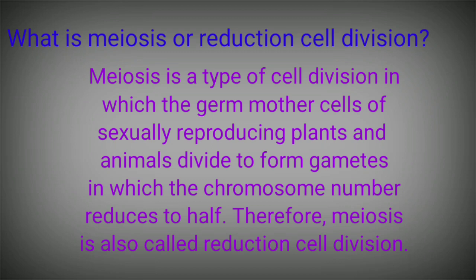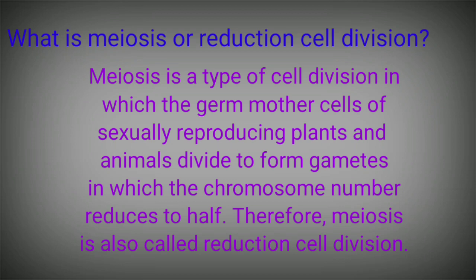So let me repeat a few things from the last video. As you know, during the mitotic cell division, the mother cell always gave rise to two daughter cells, and these two daughter cells had the same components as the mother cell. For example, if the mother cell has 10 chromosomes, the daughter cells will also possess 10 chromosomes each.